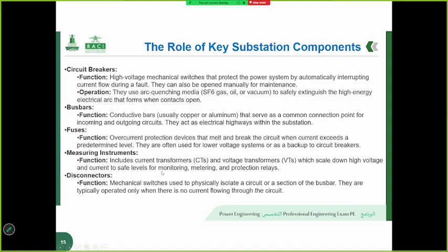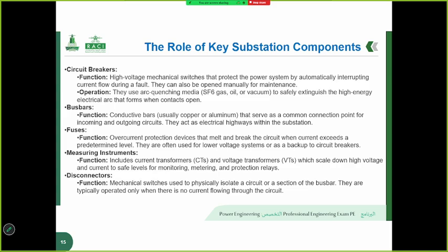So substations are the heart of the power grid, and their safe and reliable operation depends on a variety of critical components. This slide provides an overview of the most essential equipment found in a typical substation, explaining their function and operational purpose. So, first of all, circuit breakers.